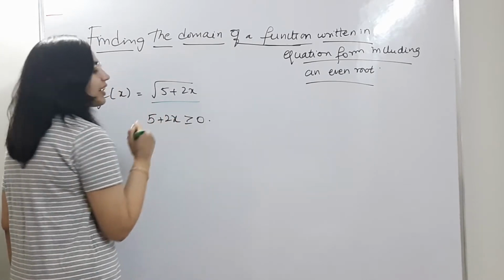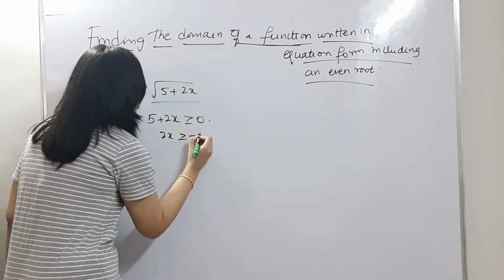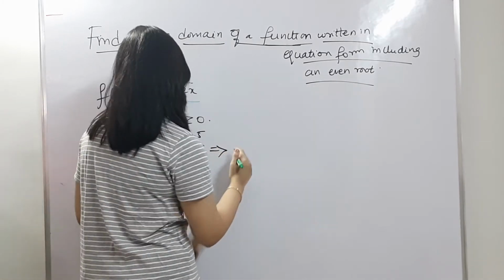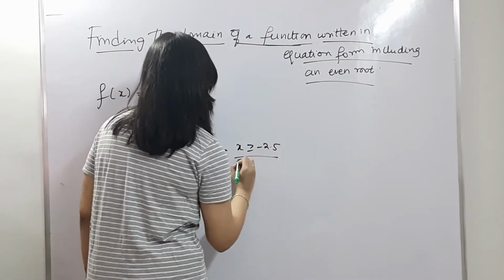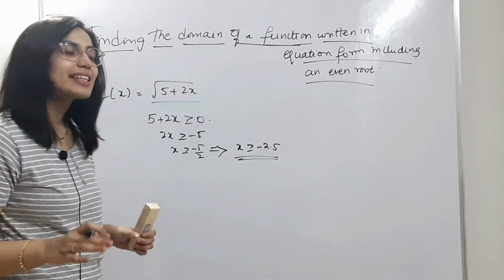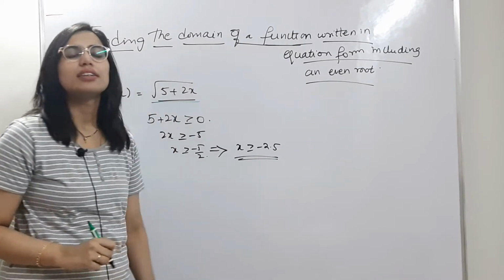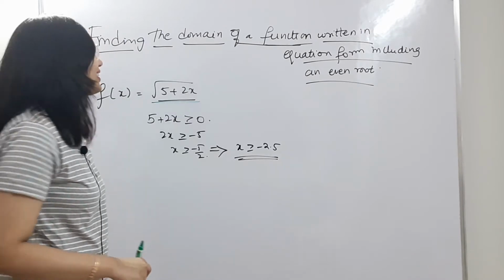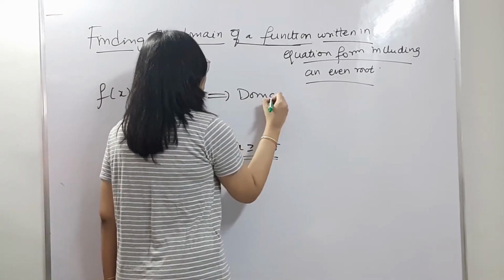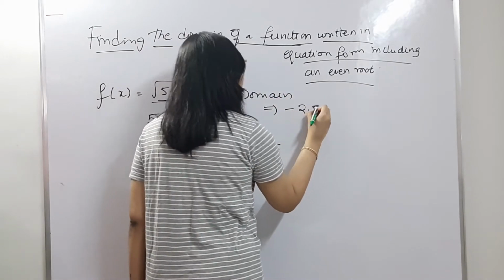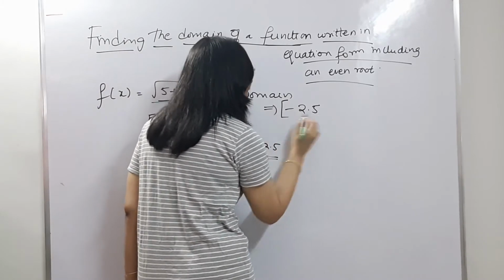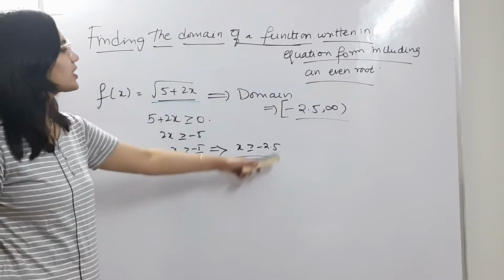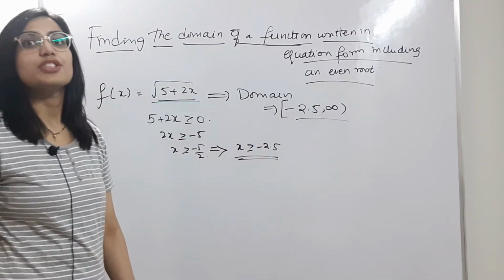Right. Then find the value of x here. What will be x here? 2x is minus 5. x is greater than or equal to minus 5 by 2. So that means x is greater than or equal to minus 2.5. That means in order for the value inside the root to be positive, the value of x should be greater than or equal to minus 2.5. That means the domain of this function can take the values from minus 2.5, because it's equal to, till positive infinity.